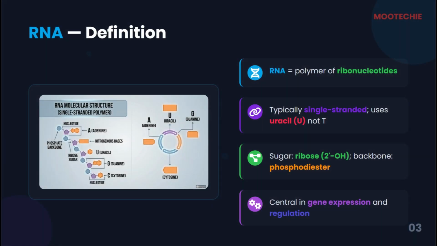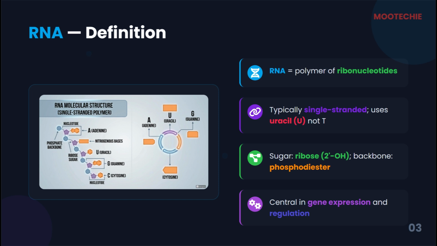Let's get to the heart of the matter. What exactly is RNA? The core definition is this. RNA is a polymer of ribonucleotides. Now, let's look at the molecular structure image on this slide. It shows a simplified but clear diagram of a single-stranded RNA polymer. It's depicted as a twisting line with nodes, and these nodes are labeled with the nitrogenous bases. We can see the bases adenine, guanine, cytosine, and uracil represented.